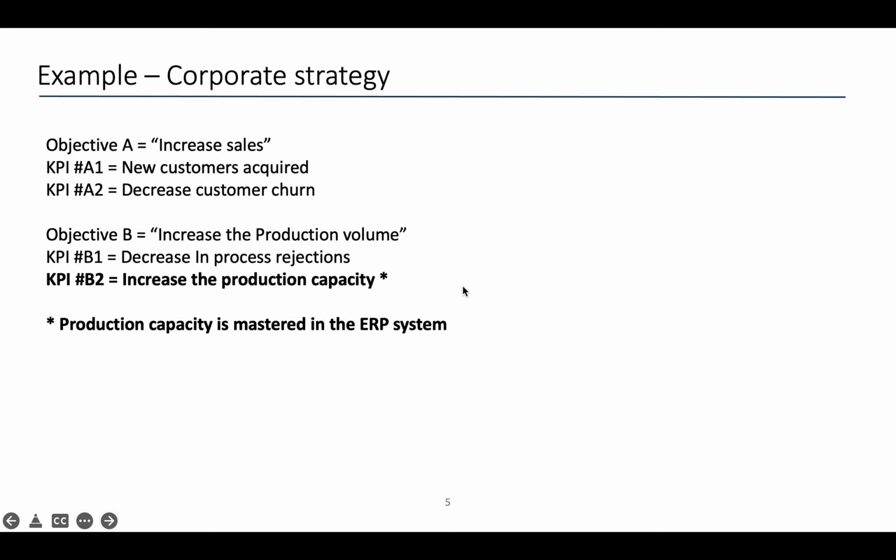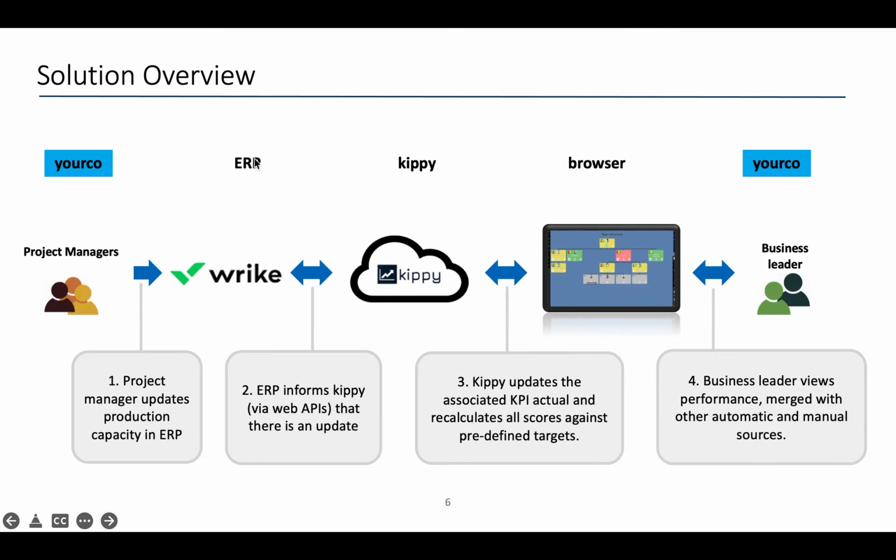So let's imagine the corporate strategy has two key objectives: to increase sales and increase the production volume. Each of those objectives have two KPIs, but this KPI specifically, increase the production capacity, has its metric mastered in the ERP system. And what we're going to see is a project manager will update the ERP system with the new production capacity.